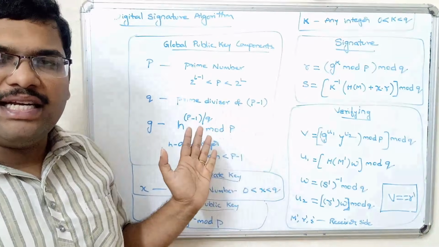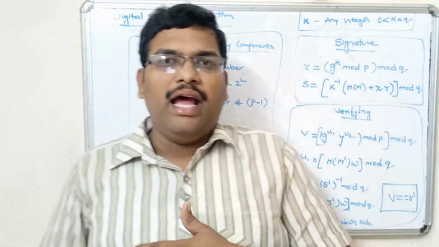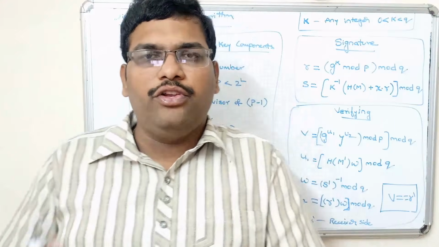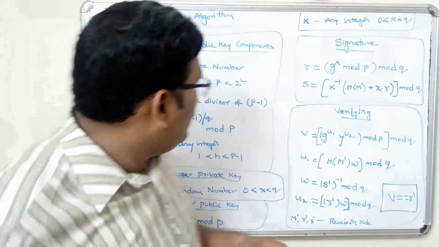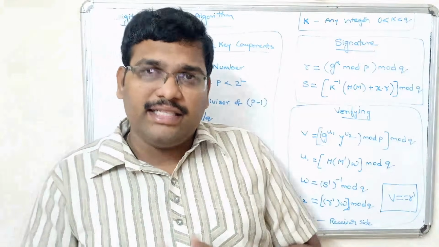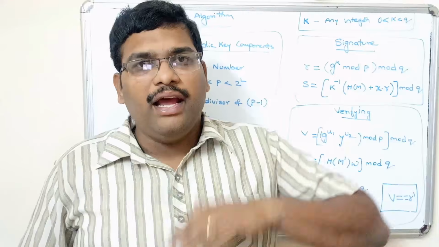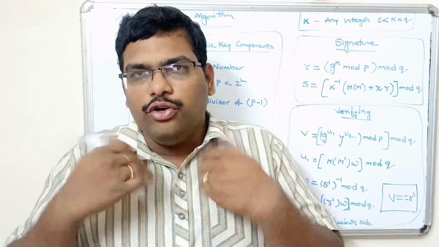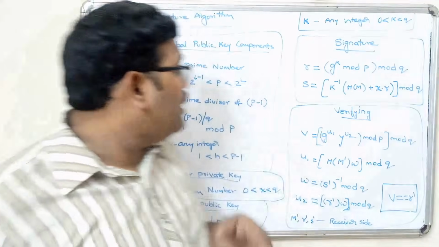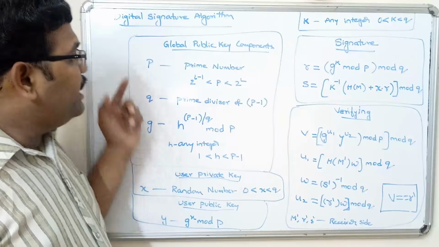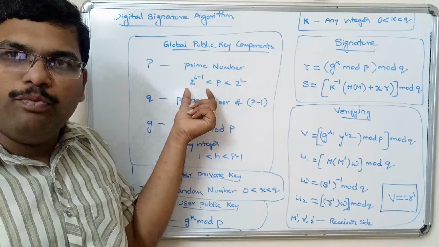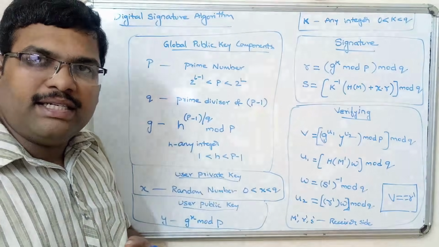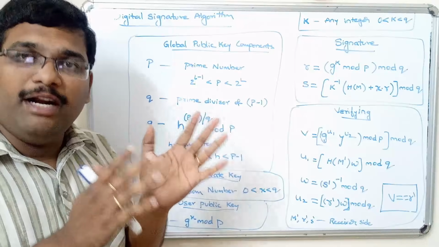Coming to the second approach, the digital signature approach. Here at the sender side we use the signature algorithm, and at the receiver side we use the verification algorithm. Also, at the sender side we use the private key, and at the receiver side we use the public key. Apart from this, we use some more public key components like P, Q and G. Here P is a prime number which lies between 2 power L minus 1 and 2 power L, where L is the length of bits, which is a multiple of 64.